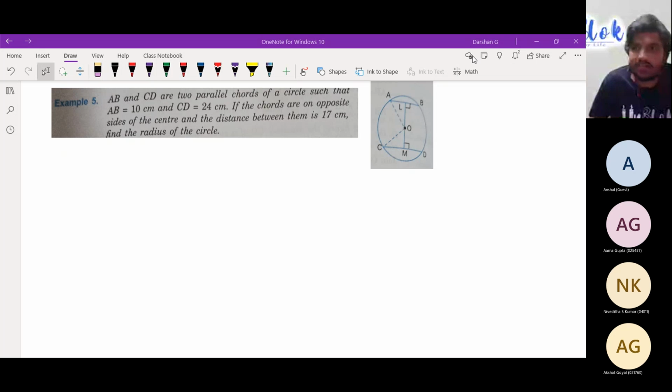Whoever has the answer can tell me. Same type, nothing much is going to change. Take one of the distances from the center as X. So the other one would be 17 minus X.